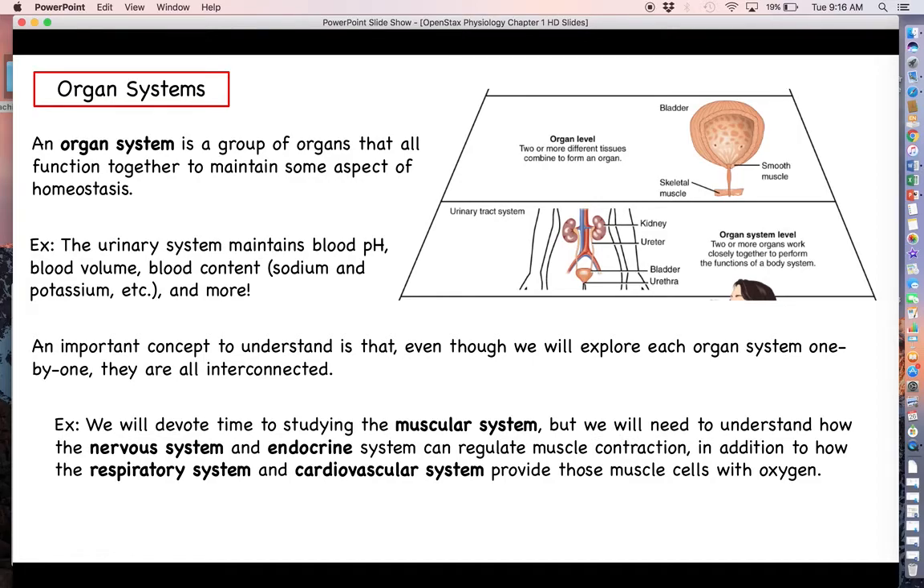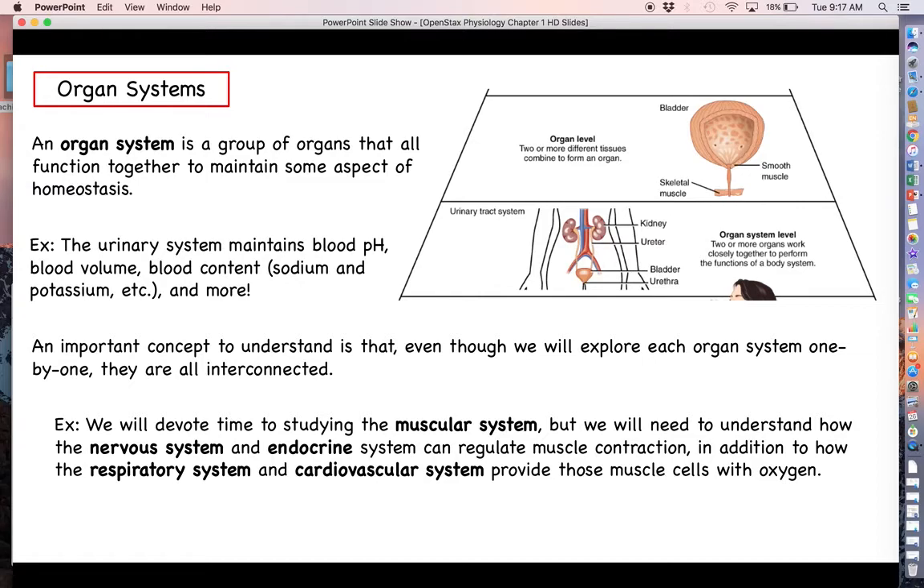Just an example of that, we will devote time to studying the muscular system, so the function of things like skeletal, cardiac, and smooth muscle. In order to really appreciate how muscles function, we're also going to need to know how the nervous system and endocrine system help to regulate muscle contraction, get signals to and from those muscles, in addition to, say, the respiratory system and the cardiovascular system, in terms of how do we get nutrients to those muscles, how do we get oxygen and blood delivered to those muscles, how do we get waste products taken away from those muscles. So that's just an example of how these things are all connected to each other.